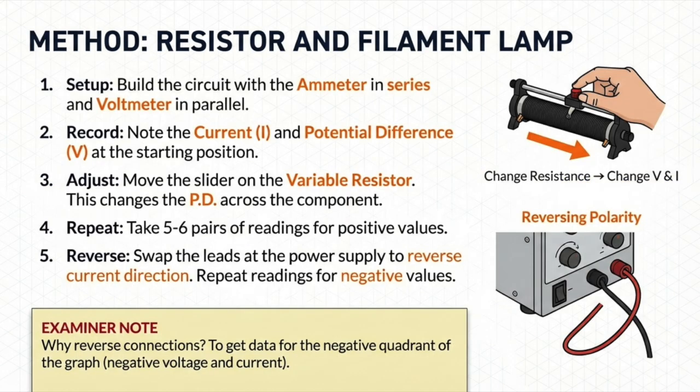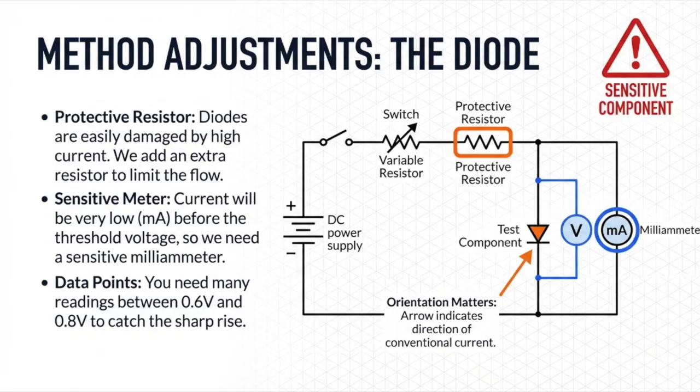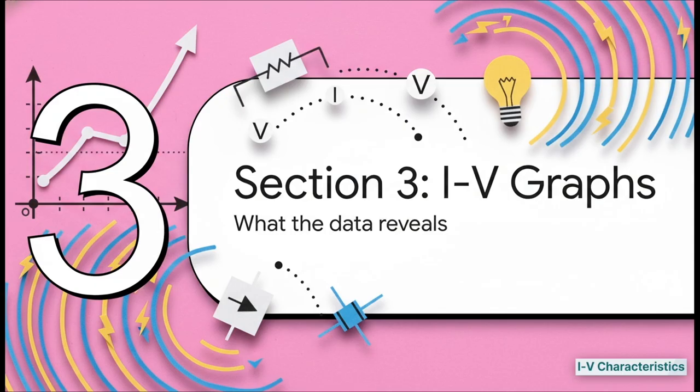The actual method is pretty straightforward. First, build the circuit correctly. Then use your variable resistor to get the lowest possible voltage reading and write down that pair of values for V and I. After that, you just nudge the variable resistor a bit to increase the voltage, take another set of readings, and you just keep doing that to build up a good set of data. Oh, and for the diode, you've got one extra step. You need to swap the wires on the power supply to see what happens when you try to send the current the other way. We take all those pairs of V and I readings, we plot them on a graph, and the shape that graph makes, its IV characteristic, tells us basically everything we need to know about how that component behaves.